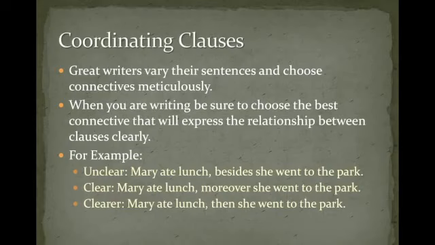Next, we have coordinating clauses. Now, great writers vary their sentences and choose connectives meticulously. Now, when you're writing, be sure to choose the best connective that will express the relationship between clauses clearly. For example, it's not really clear when you say, Mary ate lunch. Besides, she went to the park. We don't really see how those two tie together. What becomes more clear is when you say, Mary ate lunch and moreover she went to the park.